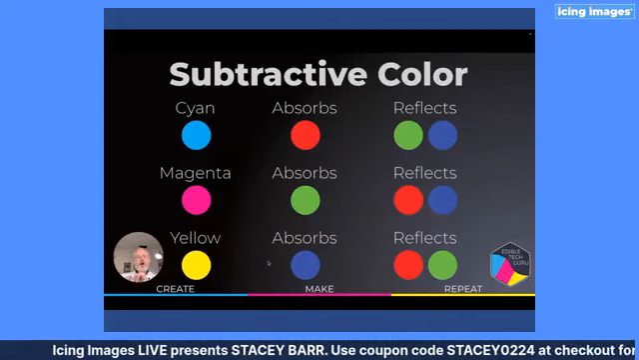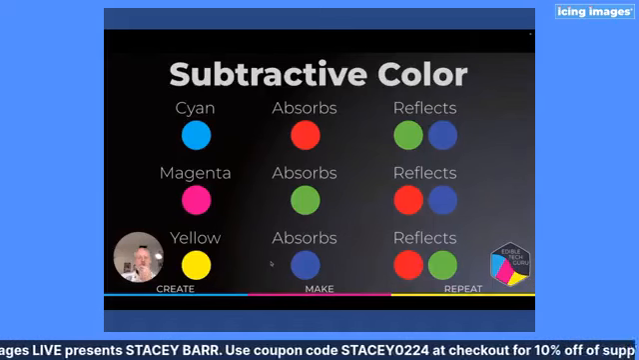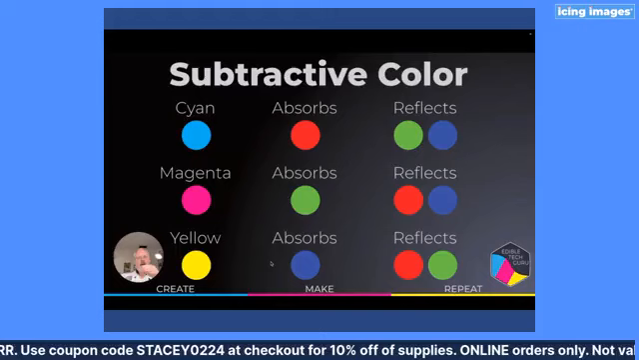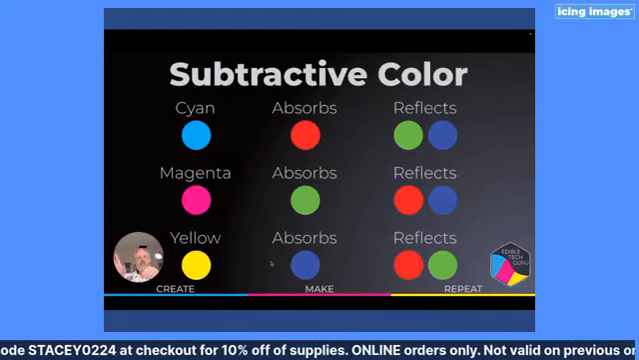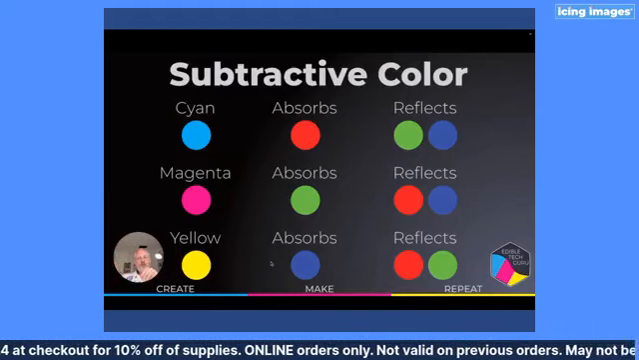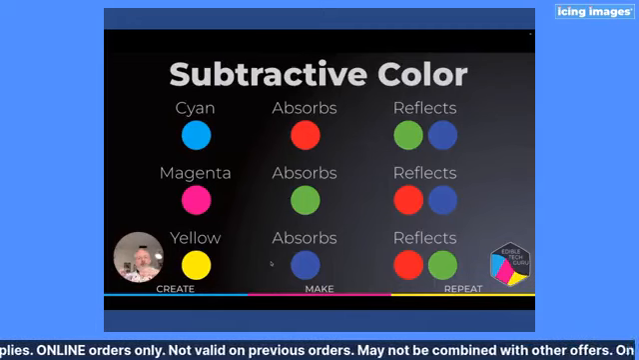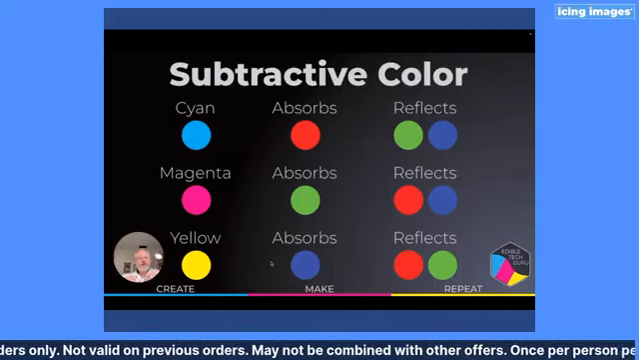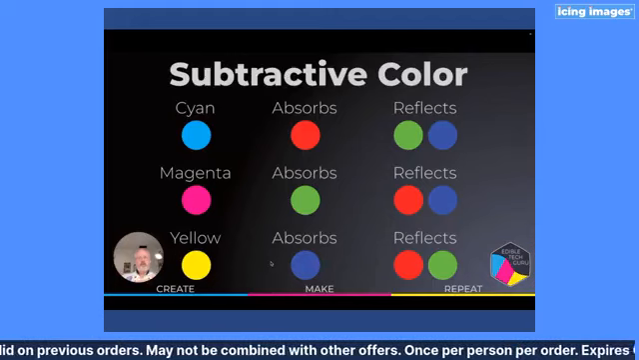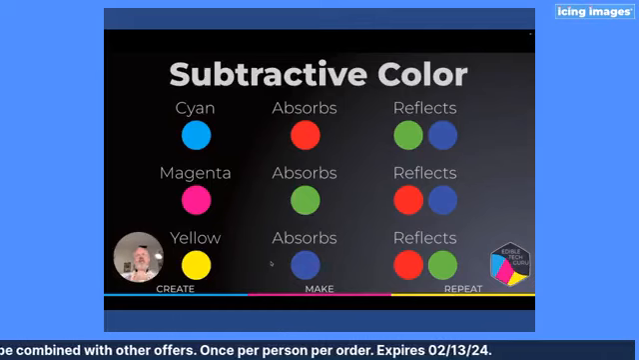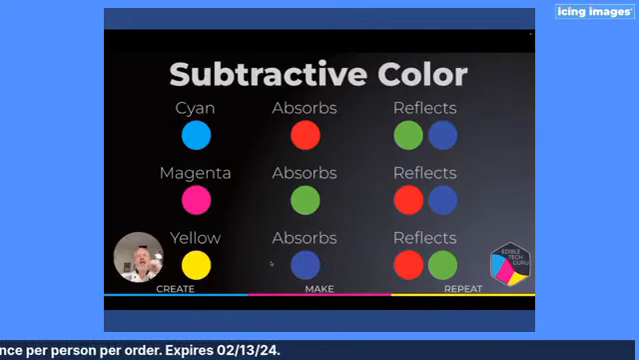But if you look at the middle column, you'll notice that cyan absorbs red. And if you take it over one more column, cyan reflects blue and green. Magenta absorbs yellow and it reflects red and blue. Yellow absorbs blue and reflects red and green. So what is it about that that's so interesting? If you start looking at the subtractive colors, you'll notice a pattern.